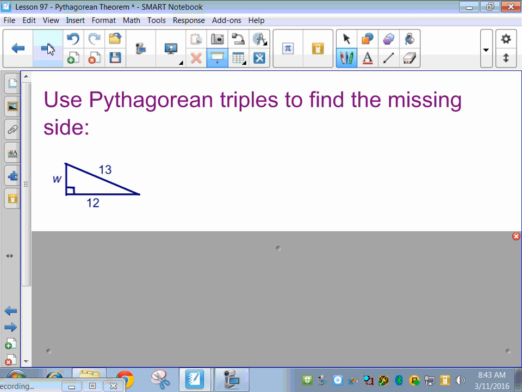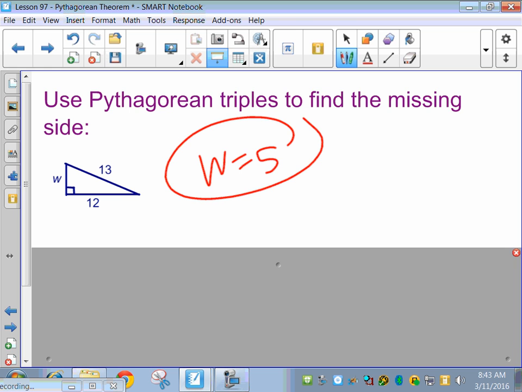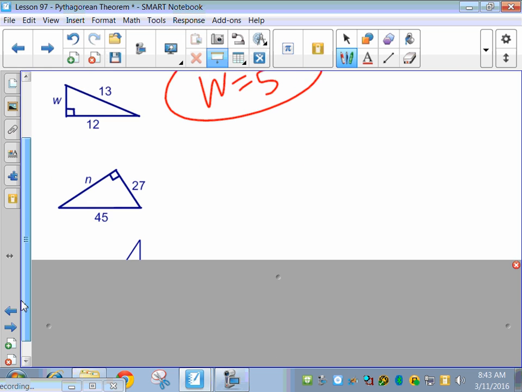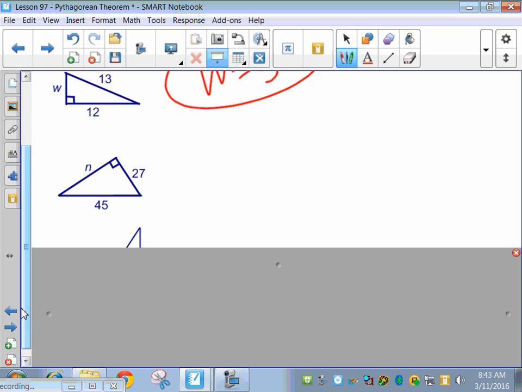So, anybody know what W is based on the Pythagorean triples? Jordan. Very good. Boom. W's 5. Didn't have to do the Pythagorean theorem. All right. And this one, we've got 27 and 45. So this might be a multiple of one. If we could find a multiple that would work.